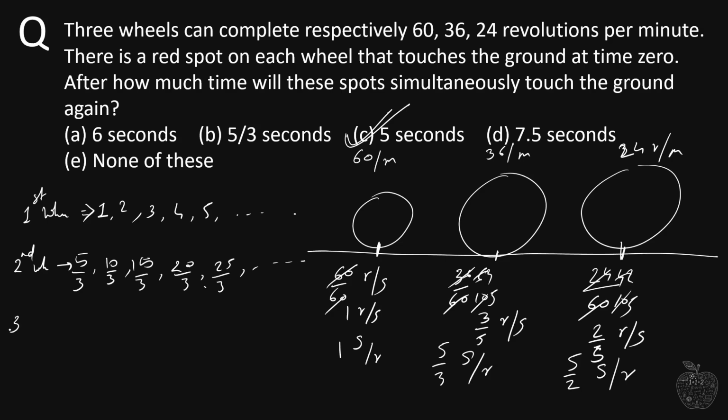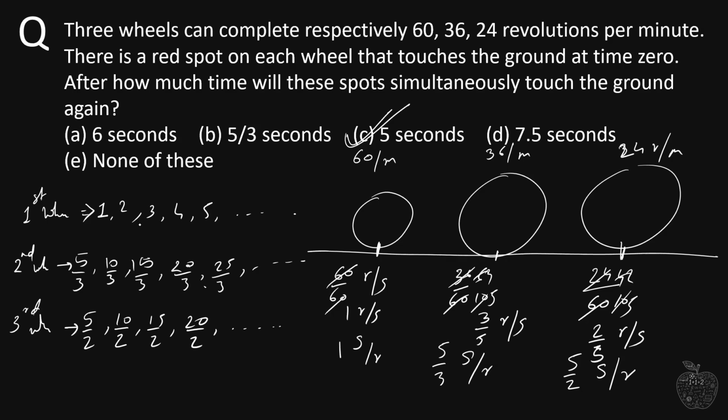For the third wheel, it touches the ground at 5 by 2 seconds. Then it again takes 5 by 2 seconds to complete the entire revolution. So 5 by 2 plus 5 by 2 is 10 by 2. Then again 5 by 2, so 15 by 2, then 20 by 2. So it will keep on going.